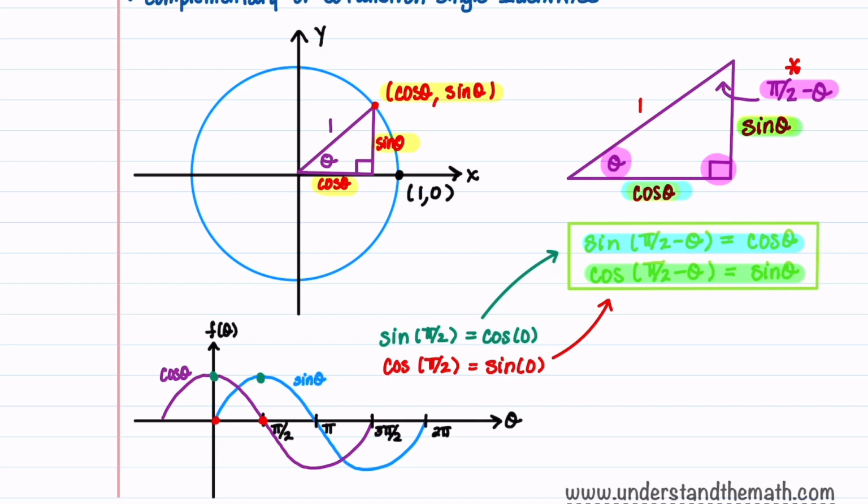Let's now look at the graphs of sine and cosine. We can see that sine of pi over 2 is equal to cosine of 0. And cosine of pi over 2 is equal to sine of 0. These are exactly our complementary angle identities when theta is equal to 0. The graphs of sine and cosine are shifted by pi over 2 units or 90 degrees.